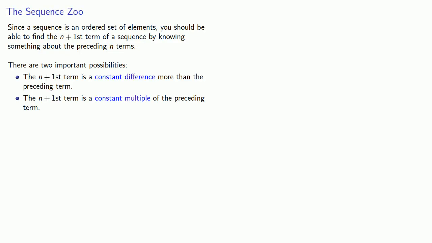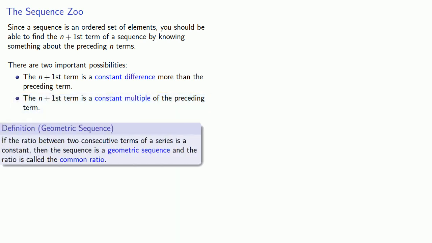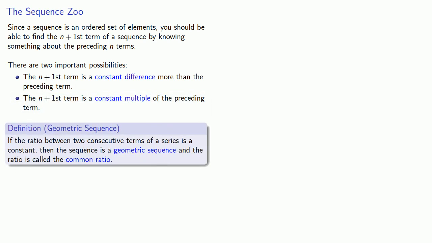How about the second type of sequence, where the n plus first term is a constant multiple of the preceding term? This gives us what's called a geometric sequence, and we'll define it as follows. If the ratio between two consecutive terms in a series is a constant, then the sequence is a geometric sequence, and the ratio is called the common ratio.